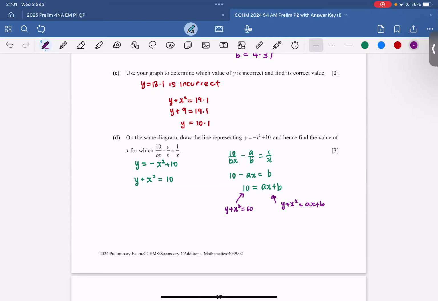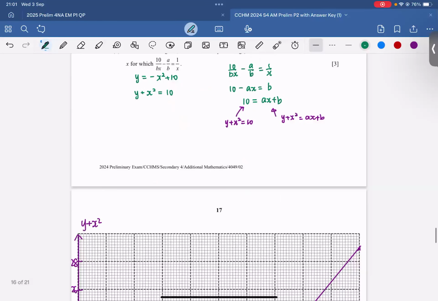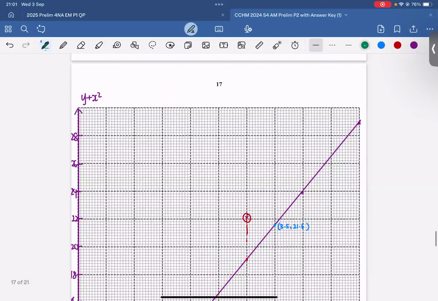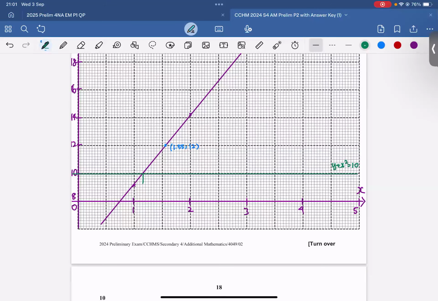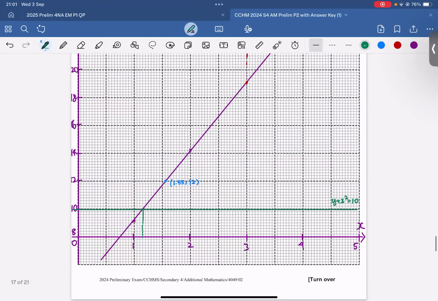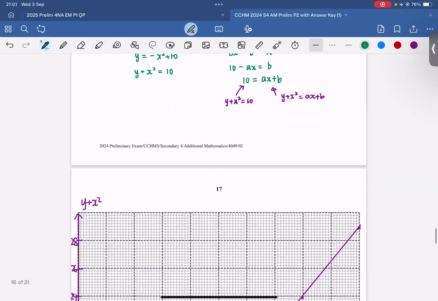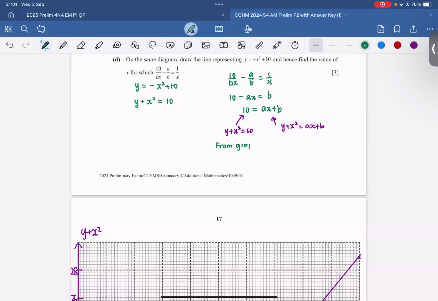So basically, to solve this part is actually to solve the simultaneous equation of the lines that we draw, which is here, 1.2, 1.15. Yeah. So from the graph, x is actually equal to 1.15.